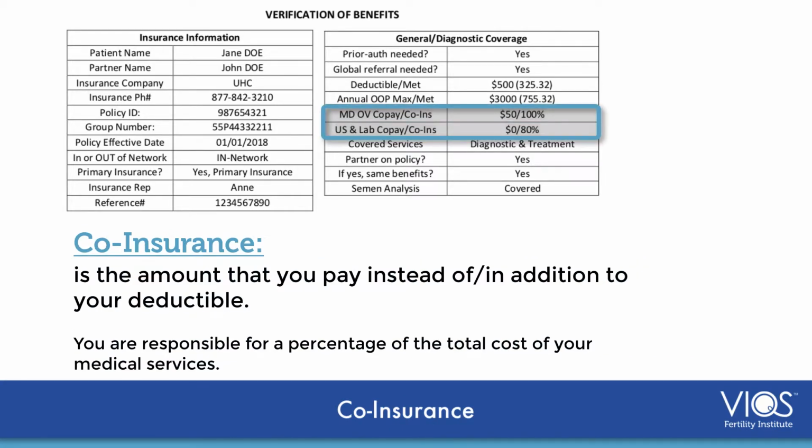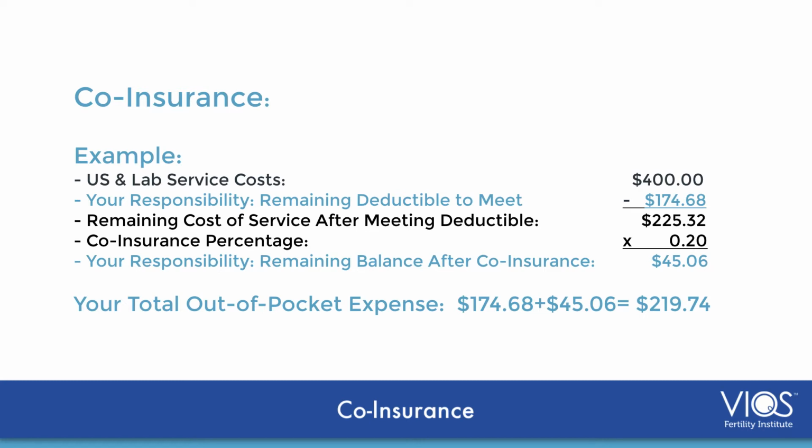According to the definition of coinsurance, this is the amount that you will pay instead of or in addition to your deductible. If your total service charges are $400 and your policy pays at an 80% coinsurance after satisfying your deductible, you would pay the amount needed to meet your deductible, which is $174.68 from the example above, then 20% of the remaining charges. The calculations above can be applied to all of your covered services.